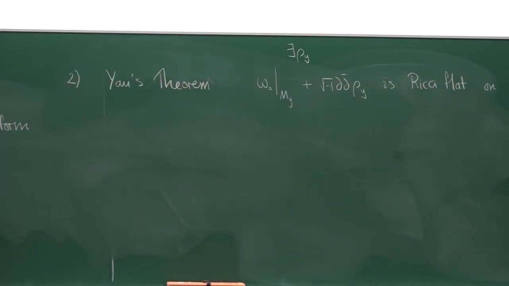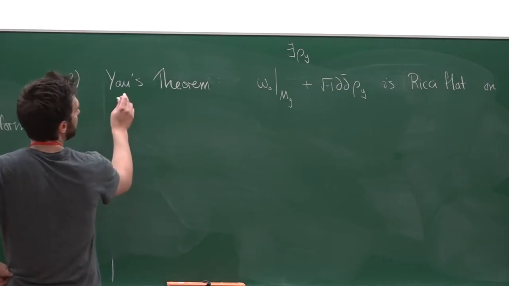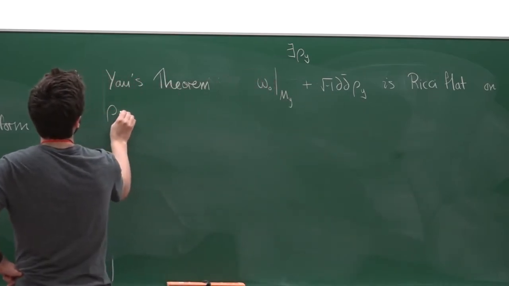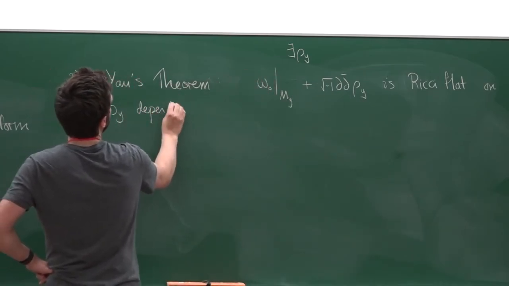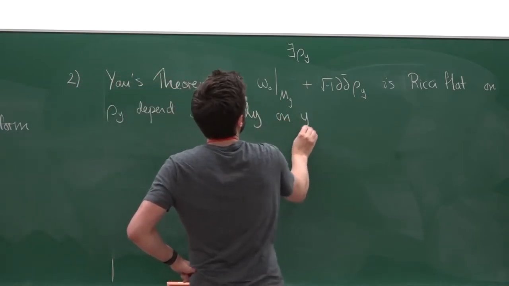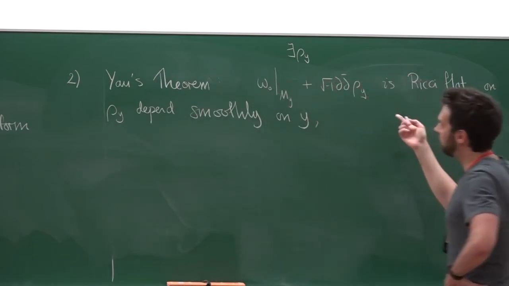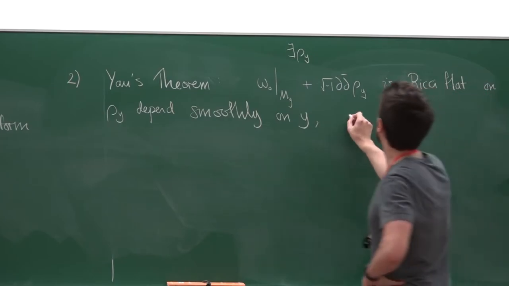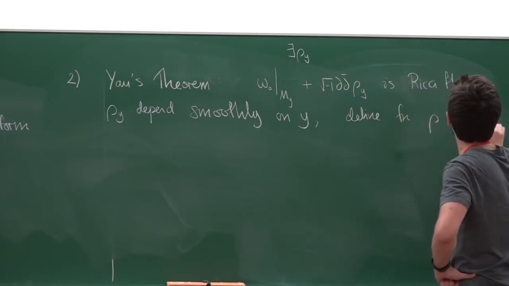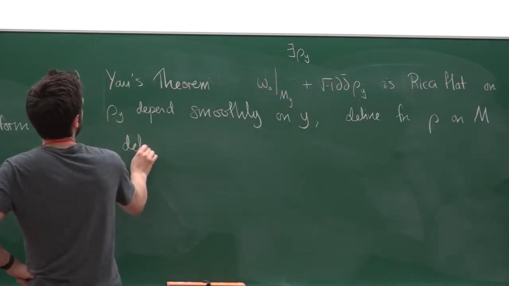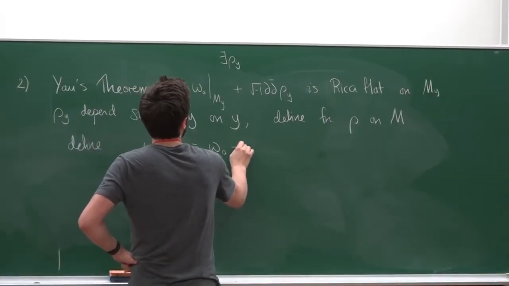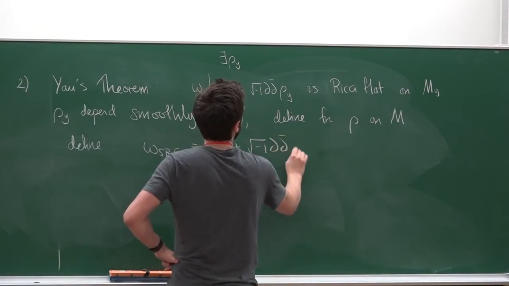So just apply Yau's theorem to each fiber, but then you notice that these rho_y actually depend smoothly on y. And so they define a function rho on the whole of M. And then we define this omega semi-Ricci flat simply to be omega naught plus dd bar rho.